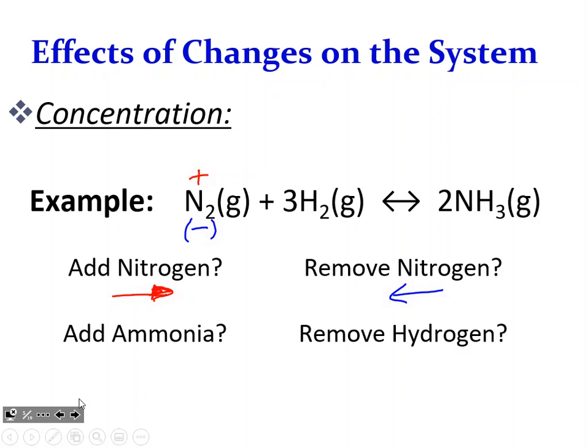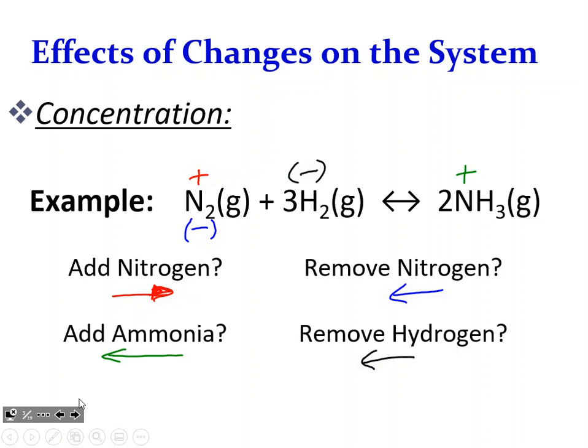How about adding in ammonia? We add in some ammonia, which way is it going to proceed or shift? Should shift towards the reactants. So yes, adding this in should go towards the reactants. And if we were to remove hydrogen, take away the hydrogen here, which way is it going to proceed or shift towards? Definitely the reactants, it's going to want to replace the hydrogen as well.